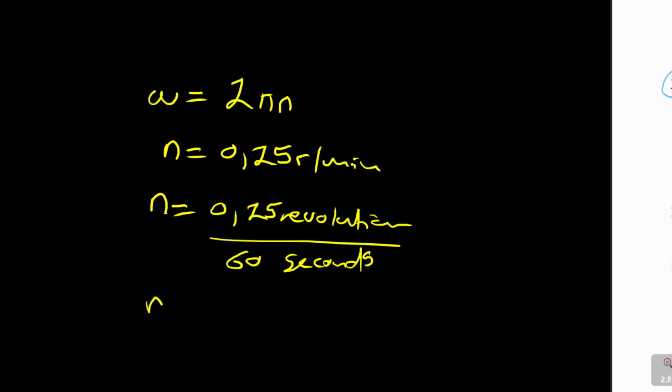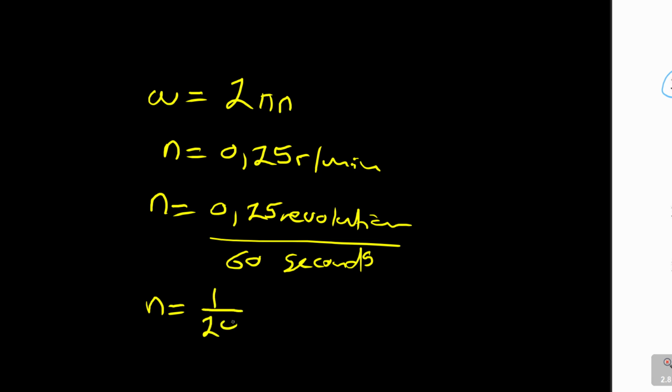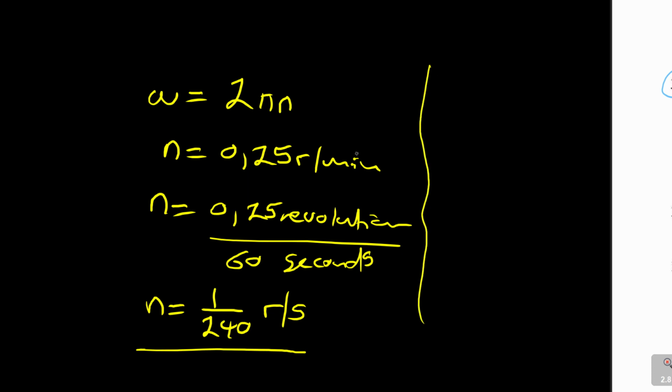So n is equal to, you take a calculator to find out what 0.25 over 60 gives you. I don't want it in that form. It's 1 over 240. I can leave it like that. It's much better. It's 1 over 240 rotations per second. You can write it as 0.00 something, which is still fine.